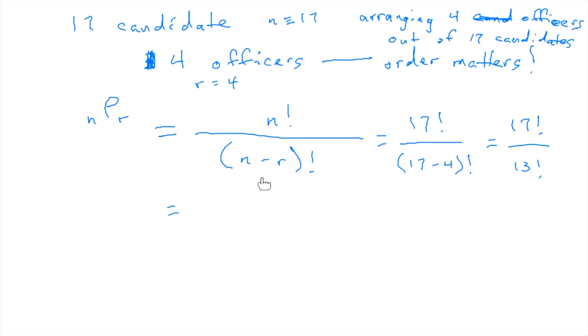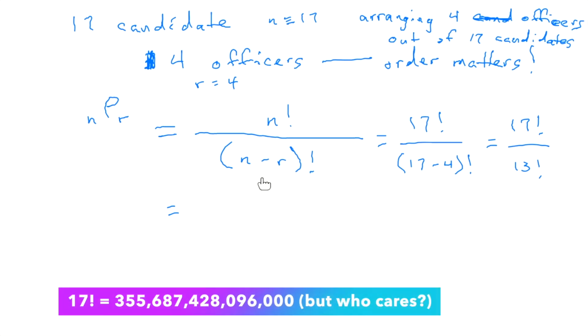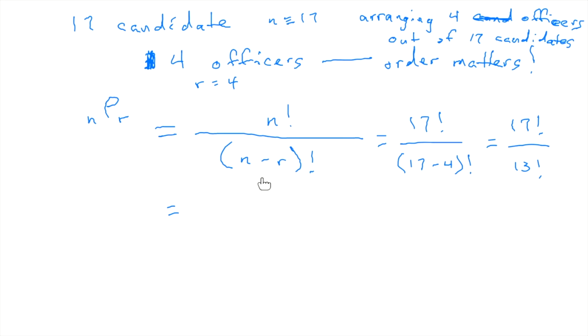What was I up to? I was going off to my calculator, and I'm going to put 17 factorial. If you want me to write it, it's 355,687,428,096,000. I'm not going to write that down. Divided by, here comes 13 factorial.